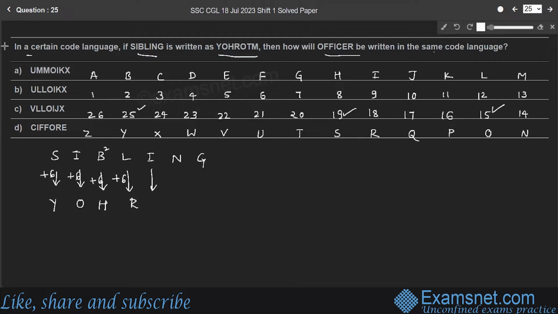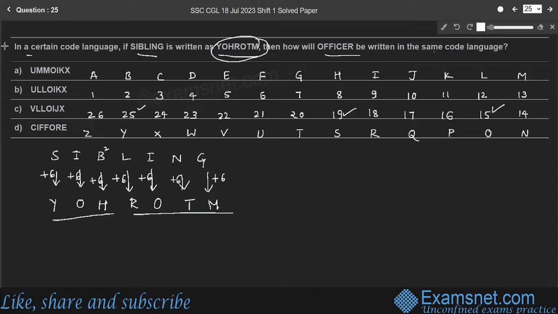Similarly, I plus 6 again, so I is coded as O. N is 14, plus 6 is 20, which is T. And G plus 6 gives 7 plus 6, 13, which is M. So SIBLING is coded as YOHROTM.